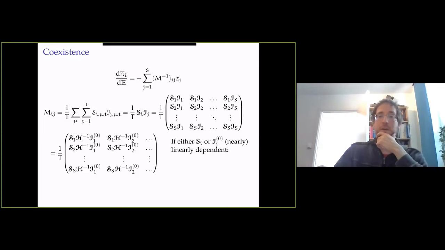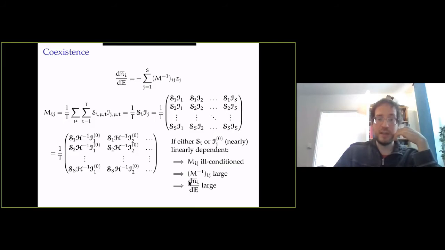What follows if either the sensitivity vectors or the direct impacts are linearly dependent or nearly linearly dependent? In that case, the matrix M will be ill-conditioned, right? This is the matrix M that we've been working with. It's ill-conditioned because it has two rows or columns that are nearly identical, therefore its determinant is close to 0. And that also means that the entries of the inverse matrix would be large compared to the entries of the original matrix. But if that is large, then the derivative of the response, so the response of the average abundances to a change in the parameters, will also be large, since that, by our perturbation formula, is proportional to this matrix inverse.